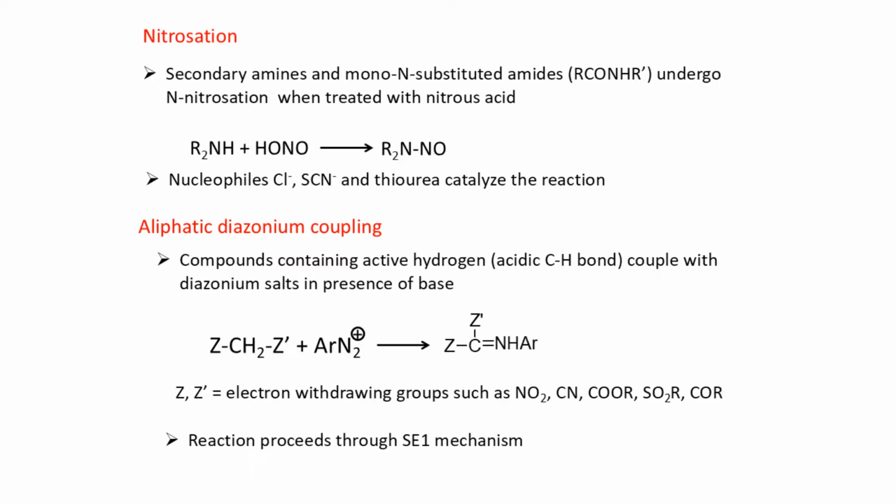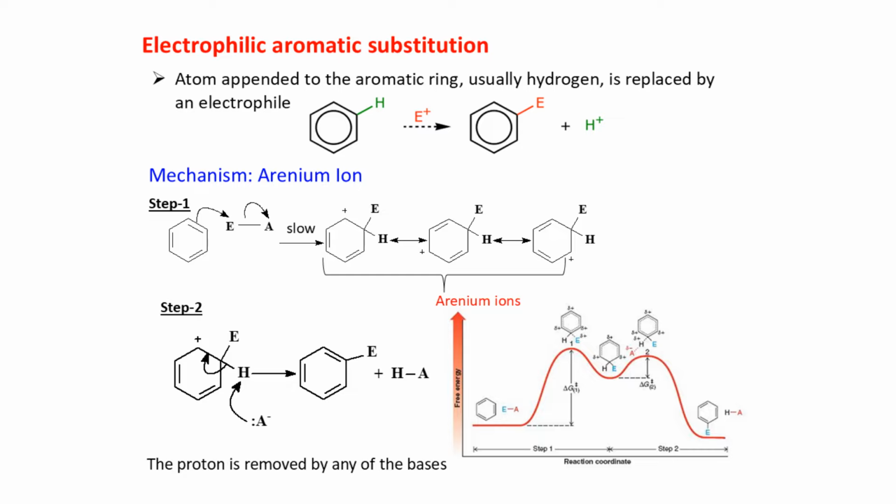Nitrosation involves the reaction of secondary amines and mono-N substituted amides with nitrous acid, while nucleophiles like Cl, SCN, and thiourea catalyze the reaction. In aliphatic diazonium coupling, compounds with active hydrogen couple with diazonium salts in the presence of a base, following an SE1 mechanism.